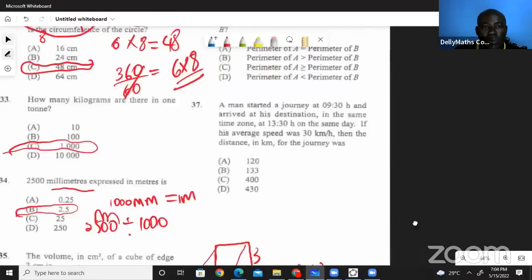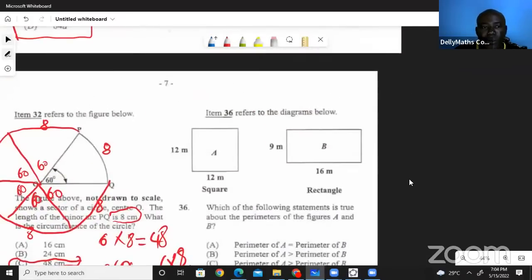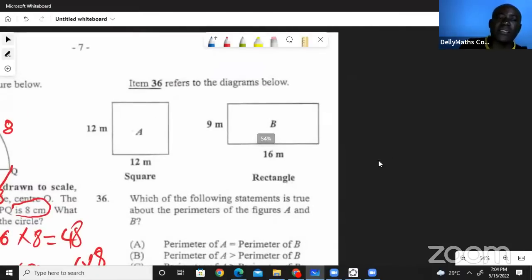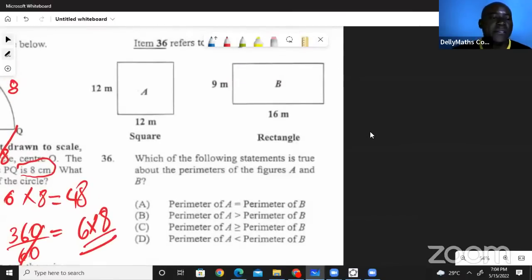All right. Let's go up to 36. So 36 refers to this. Item 36 refers to the diagram below. So it says A is a 12 by 12, as in 12 is that square. So that means this side is a 12 and this side is a 12. This is a rectangle. So this is 16 up here. This is 9. The concept of the question is: which of the following statements is true about the perimeter of figure A and figure B? We want to work them out, all right?